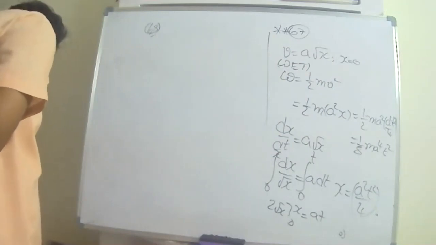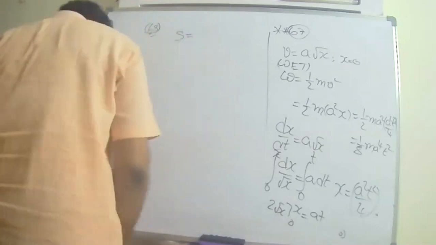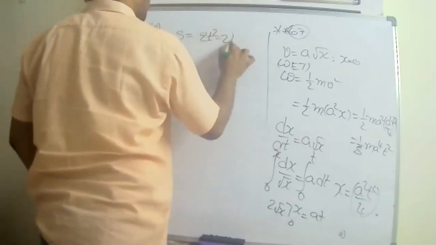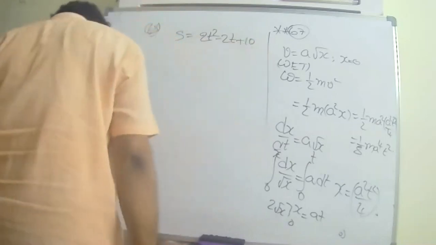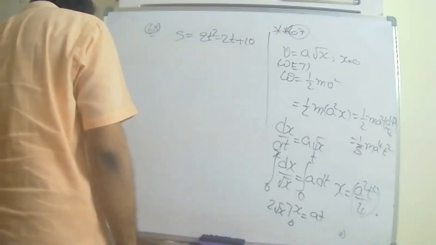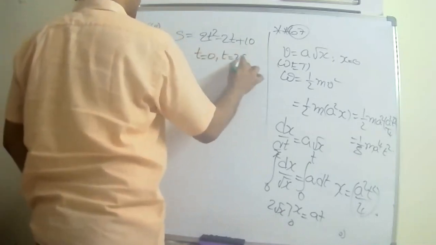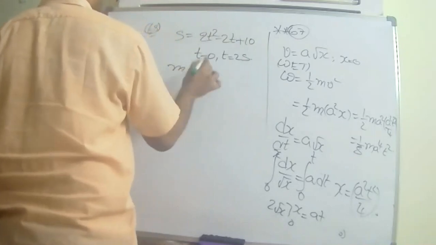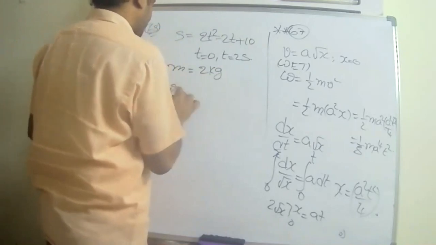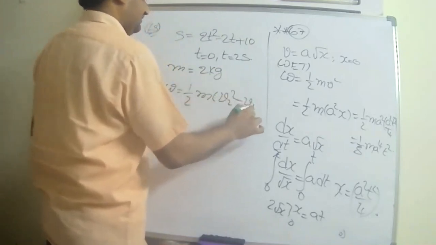Displacement of a particle of mass 2 kg varies with time as s equal to 2t square minus 2t plus 10. The total work done on the particle in the time interval t is equal to 0 to 2 seconds. Mass is given, 2 kg. What is the work done formula? Work done is equal to change in kinetic energy.